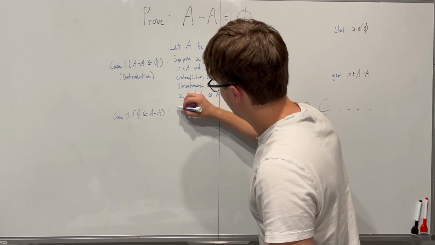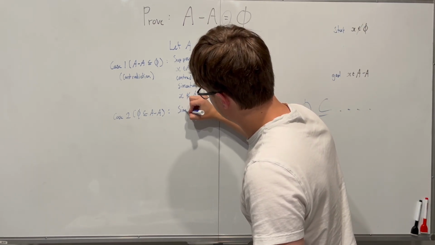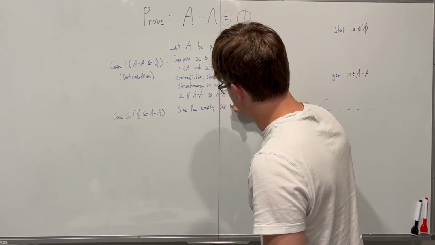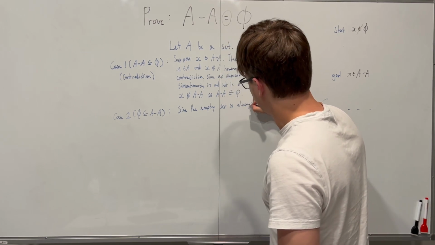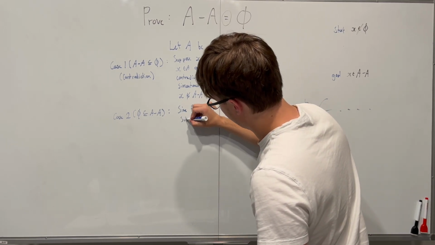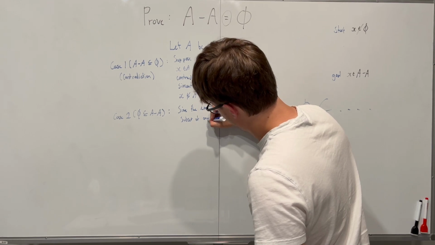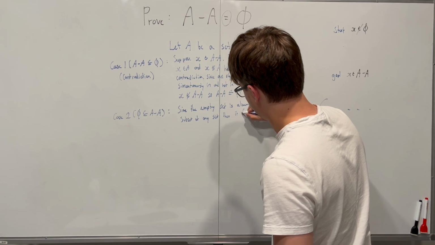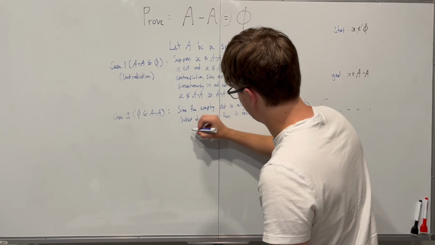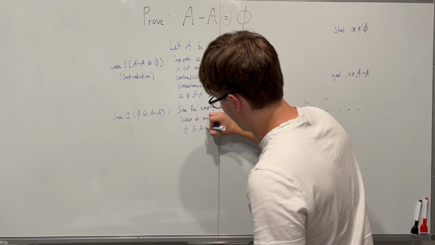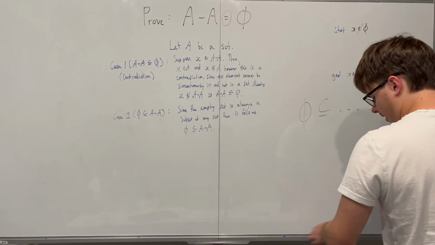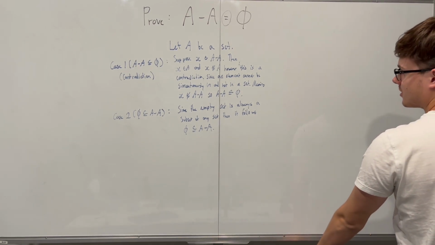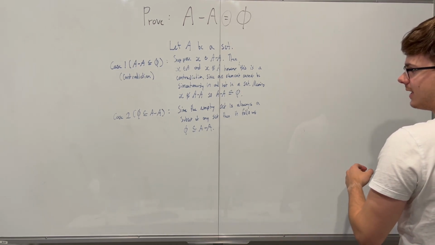So we can say, since the empty set is always a subset of any set, then it follows the empty set is a subset of A minus A. Yeah, okay, I think that should make sense. If it doesn't, grill me in the comments, but that should make sense.